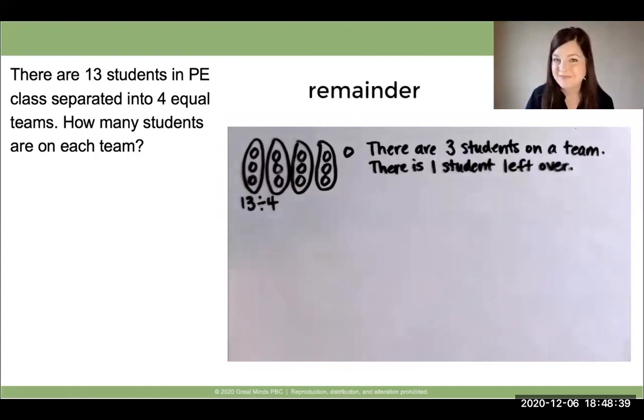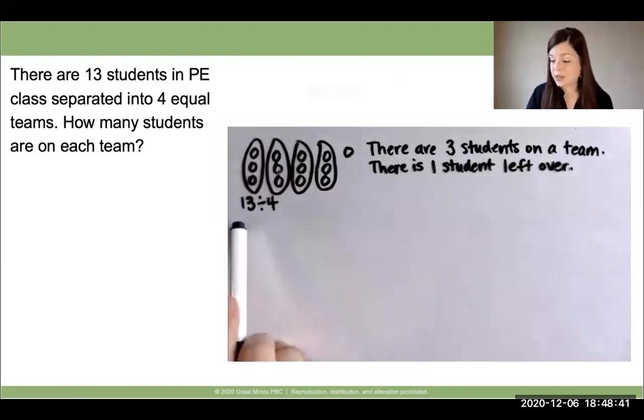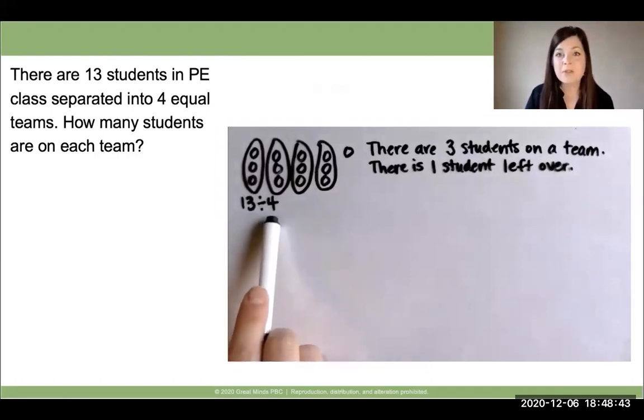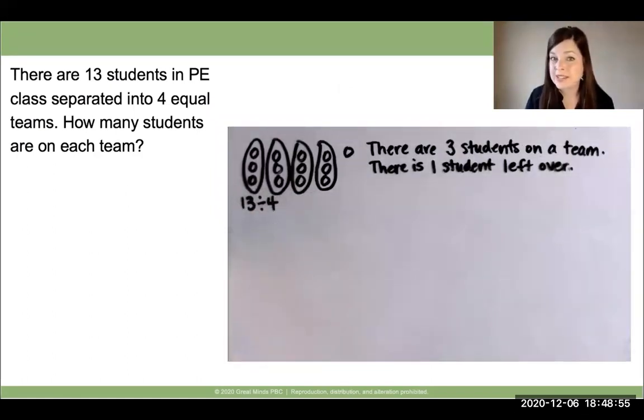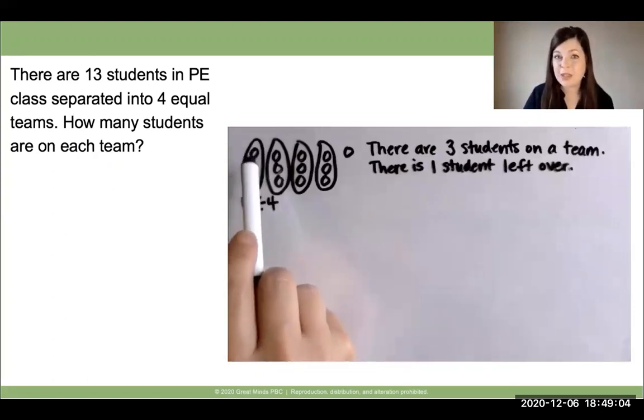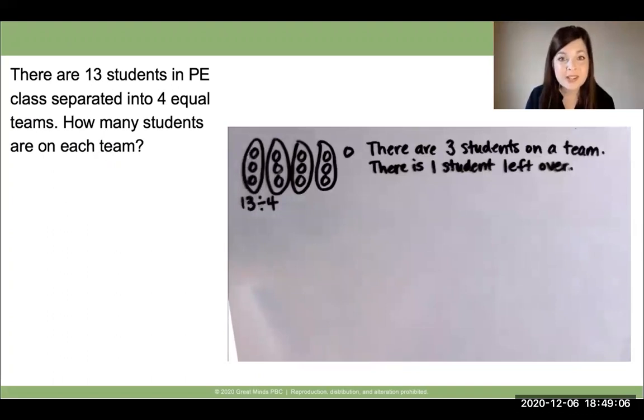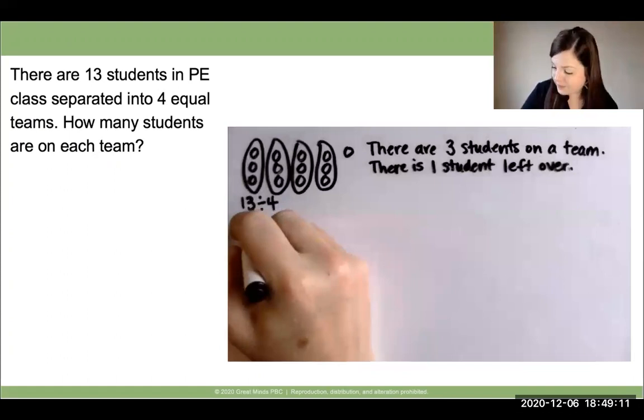Everyone say remainder. Now in 13 divided by 4, does the 4 represent the number of groups or the size of the groups? The 4 represents the number of groups. So that means the quotient would represent the size of the groups. And what is the size of the groups? The size of the groups is 3. We can see 3 in each group. So what is the quotient? The quotient is 3.